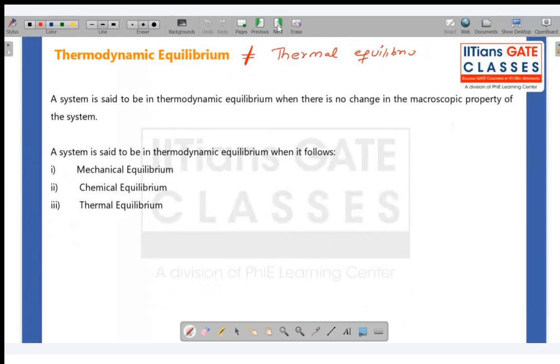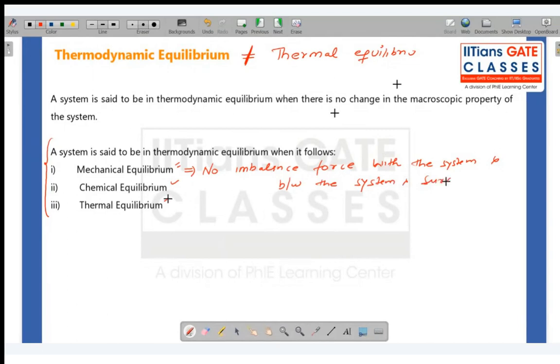Thermodynamic equilibrium: basically, a system is said to be in thermodynamic equilibrium when it satisfies three conditions. What are the three conditions? Mechanical equilibrium, chemical equilibrium, and thermal equilibrium. These three conditions must be satisfied. Now, what do we mean by mechanical equilibrium? Mechanical equilibrium simply means that there should be no imbalanced force within the system and between the system and surrounding.